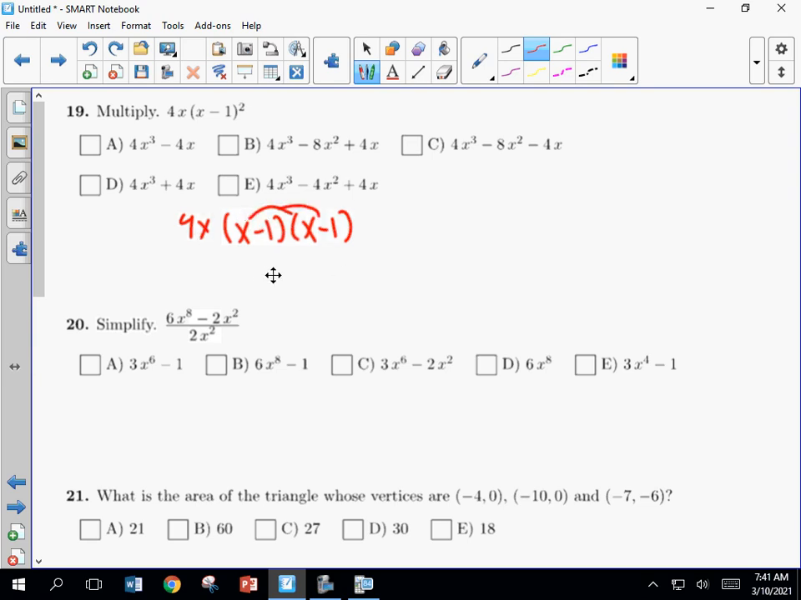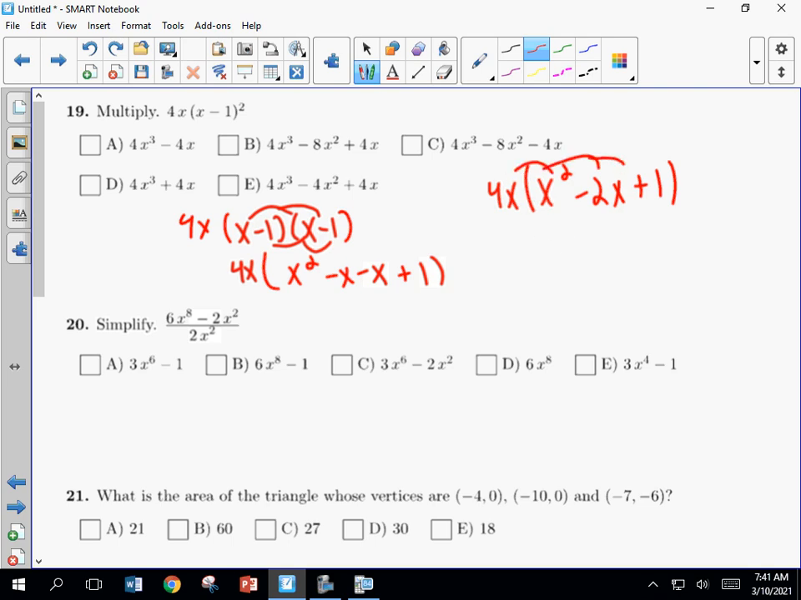So FOIL. So you're going to get 4x is on the outside. So x times x is x squared. Negative 1 times x, negative x. Negative 1 times negative 1 is plus 1. So you're going to have 4x, combine like terms, x squared minus 2x plus 1. And now distribute the 4. So you're going to get 4. When you multiply two variables together, you add their exponents. So 1 plus 2 is 3, minus 8x squared. 4x times 1 is plus 4x.